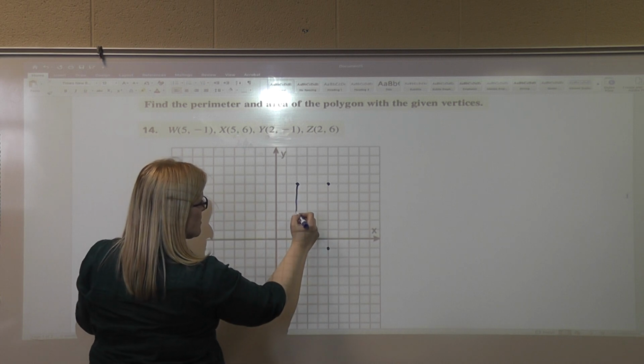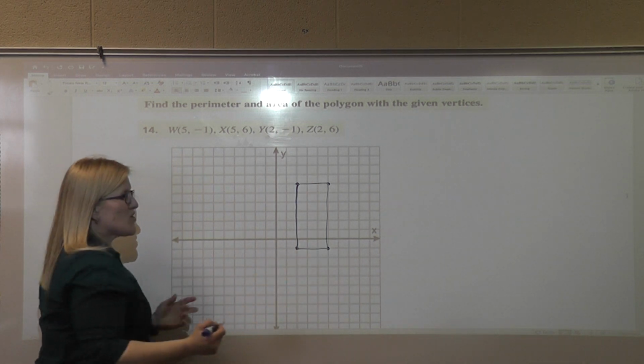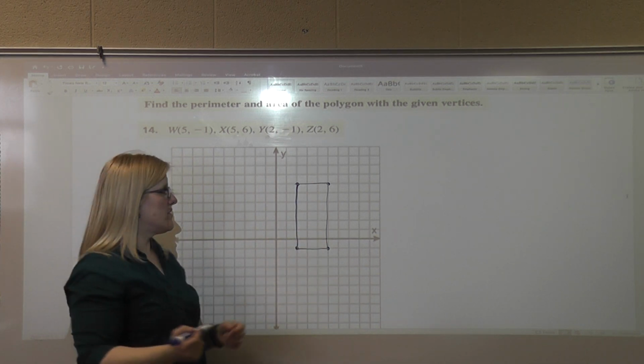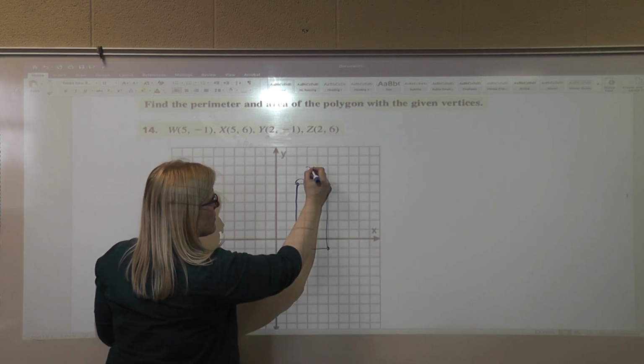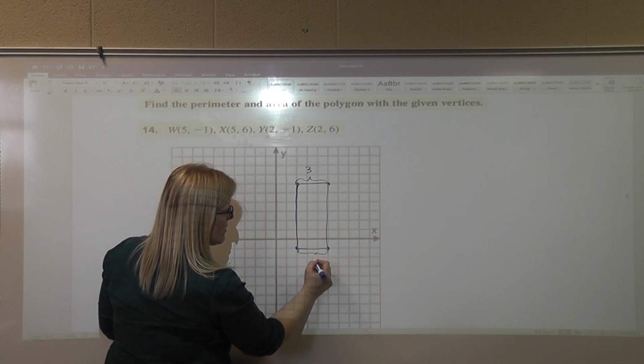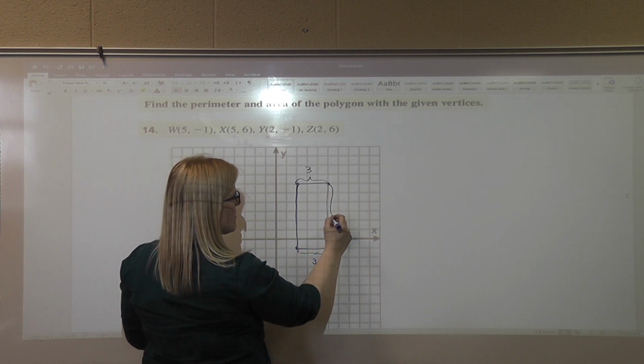This one is kind of nice, right? So if I'm actually looking at the graph, I've got 3 units right here, and 3 right here, and 1, 2, 3, 4, 5, 6, 7 here.